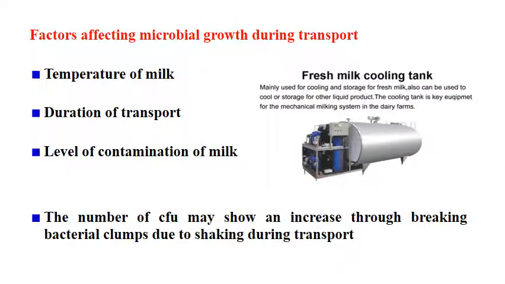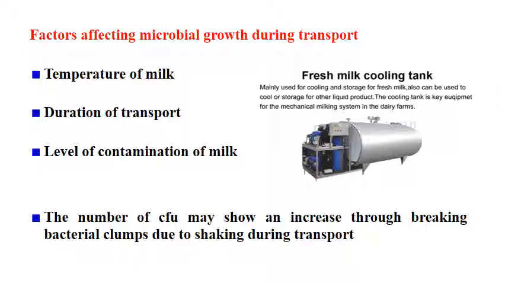Here we will see the factors affecting microbial growth during transport. The first is the temperature of milk. As we have told at the beginning, microbial growth depends on temperature. So if the initial cooling in the farm or in the collection center is optimum, then the rise of temperature during transport will be minimum. Naturally the microbial growth will be minimum.